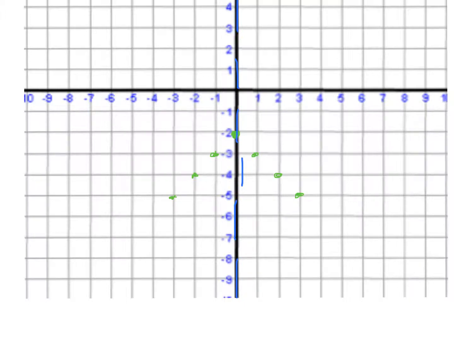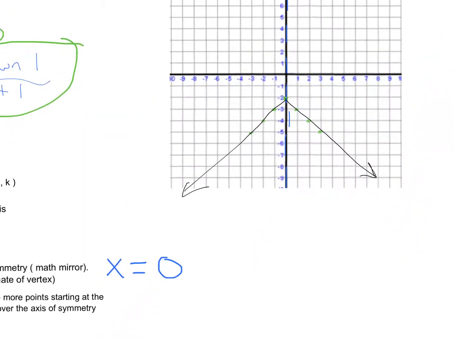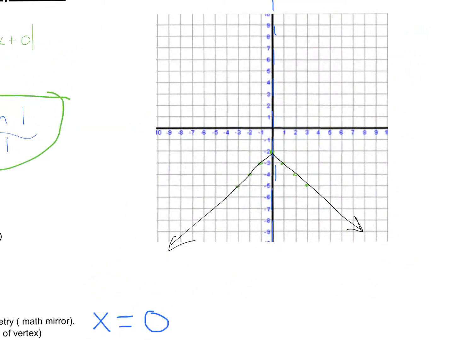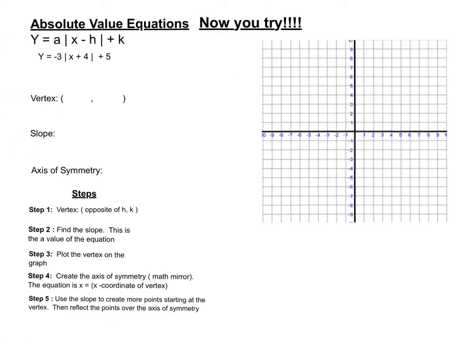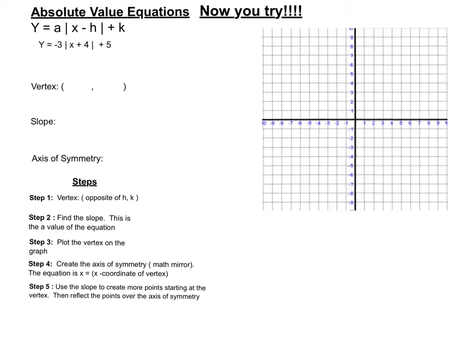And then our last step, let's connect the dots to make our graph. So we go, there's the other one. That didn't come out too bad. So, and there you have your absolute value graph. That was pretty easy.